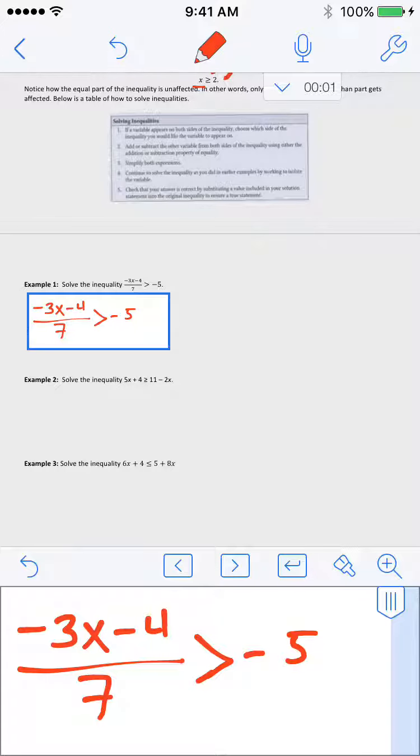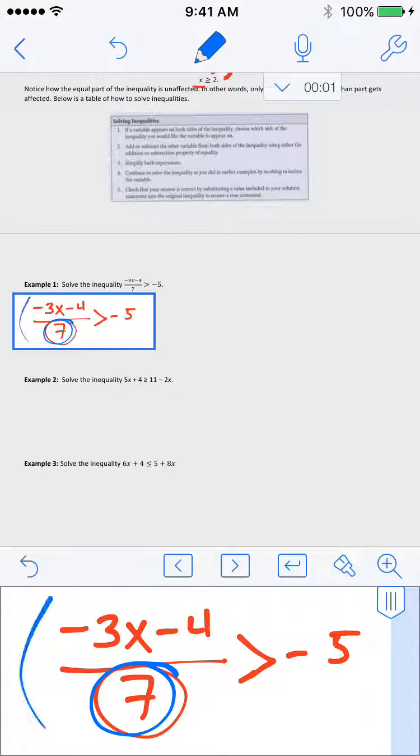It is. Good. And now I want to start with the thing that's the farthest away from the variable, which in this case would probably be the 7, right? So I've got this divided by 7. I'm going to cancel it out with a multiply by 7. When I do that to this side, the only thing that happens is the 7's cancel. I'm left with negative 3x minus 4.